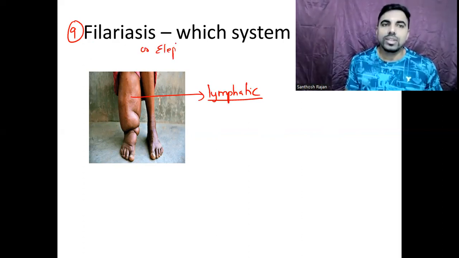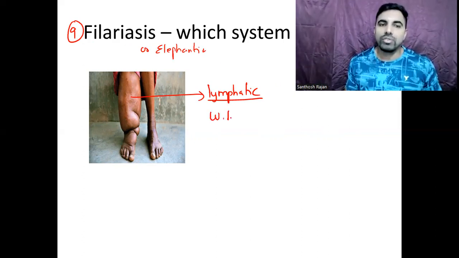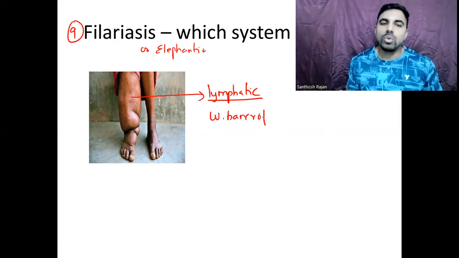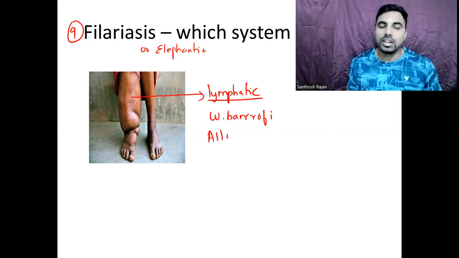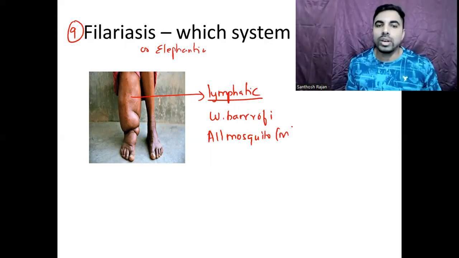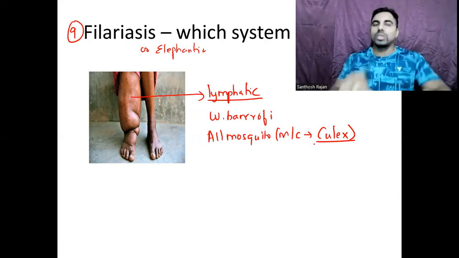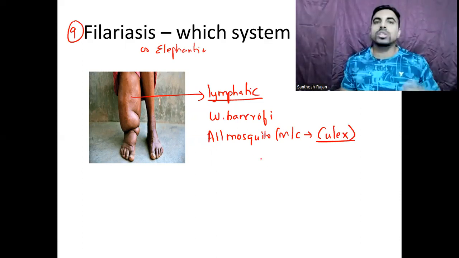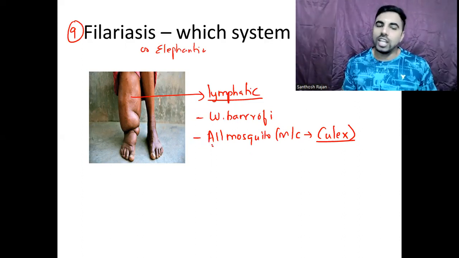They are the same. Caused by Wuchereria bancrofti. All the mosquitoes can cause filariasis, but the most common one is the Culex. Culex, the coolie gets elephantiasis. Remember like that, the coolie walks without the slipper, poor him. So he gets what? Elephantiasis.